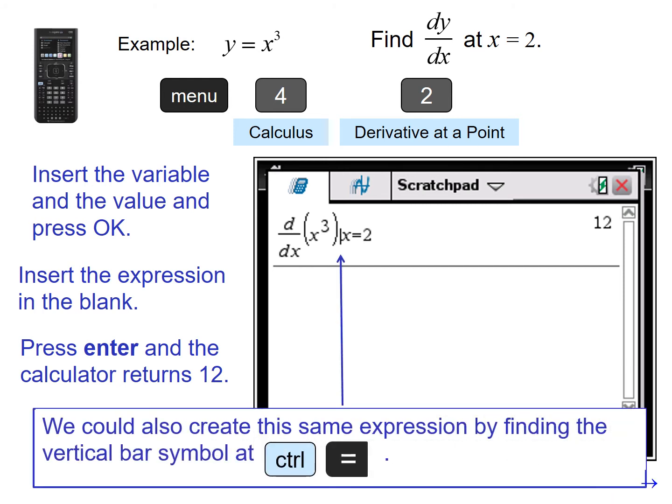And just to point out, there's actually another way we could do this, which some of you might prefer, which would be to hit Control equals after you've typed in derivative of x cubed and use the vertical bar for such that, and evaluate the derivative of x cubed such that x equals 2. It would perform the exact same thing.